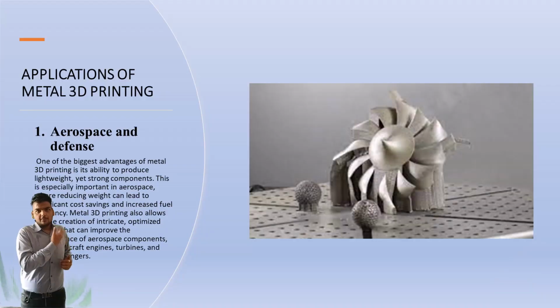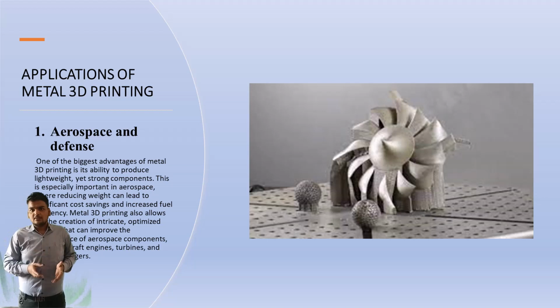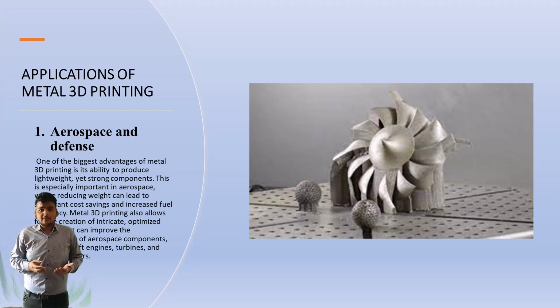The next slide is applications of metal 3D printing. We use metal 3D printing first in the aerospace and defense industry. Here is an example of an impeller blade of a jet engine, which is made by the metal 3D printing technique, and is the best example of the aerospace and defense industry. Like this, we can make several components in the aerospace industry like aircraft engines, turbines, heat exchangers, etc.